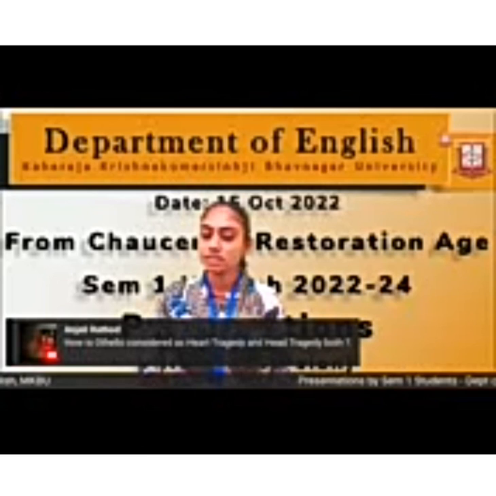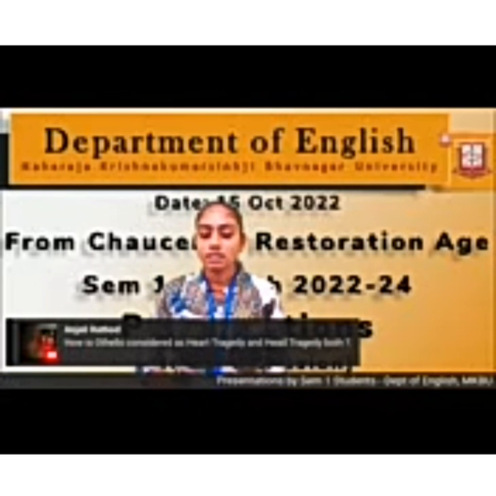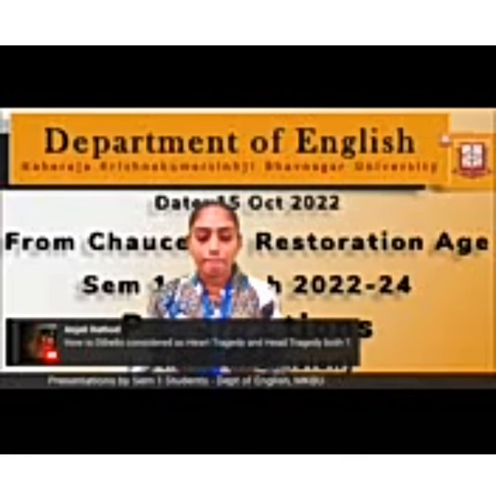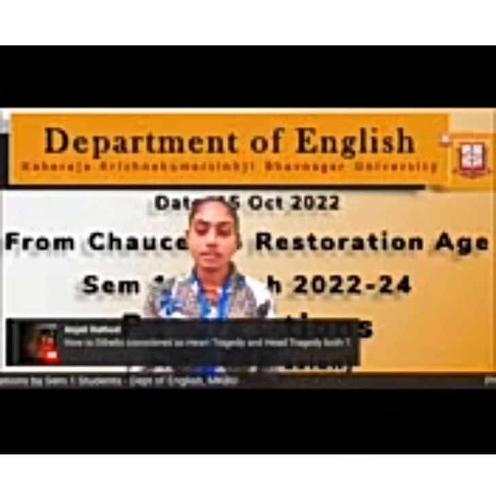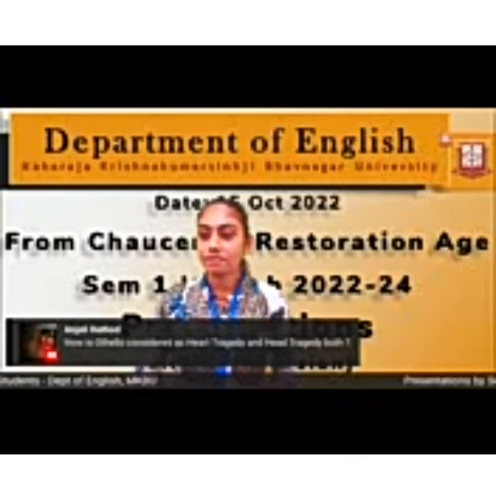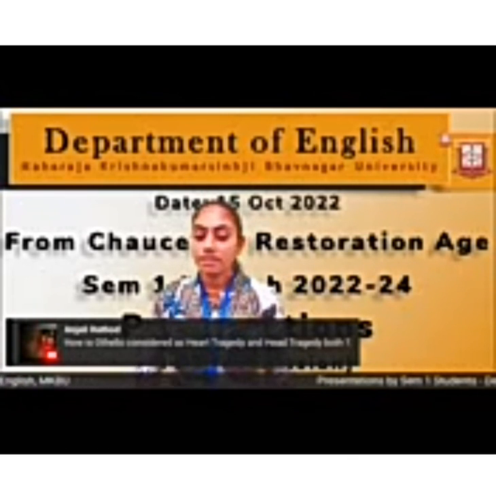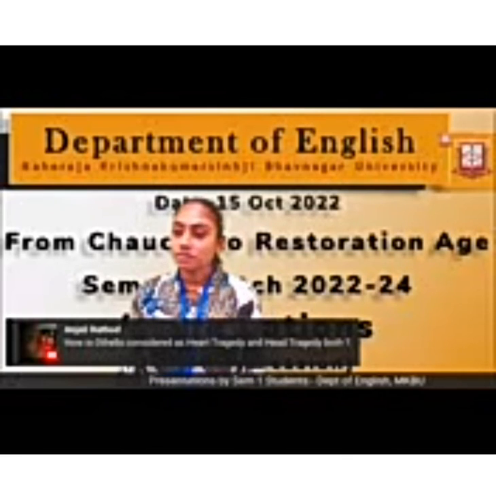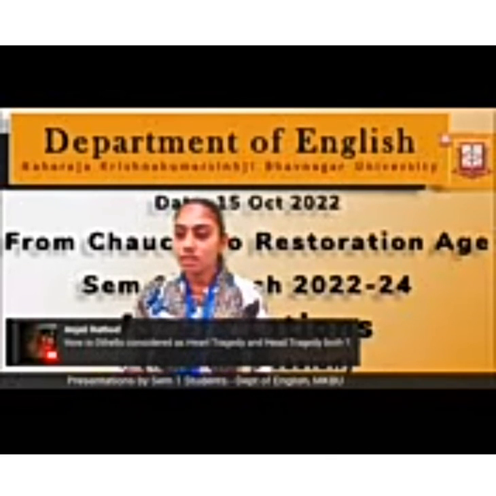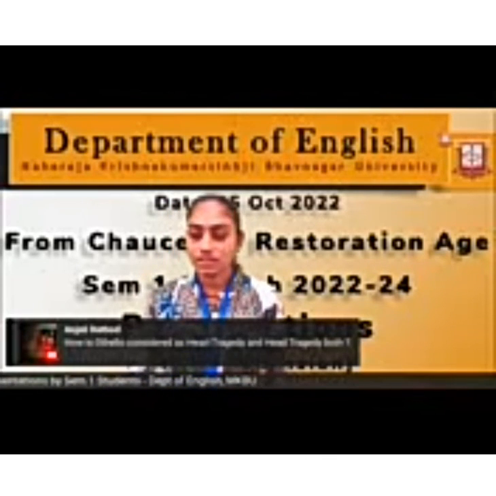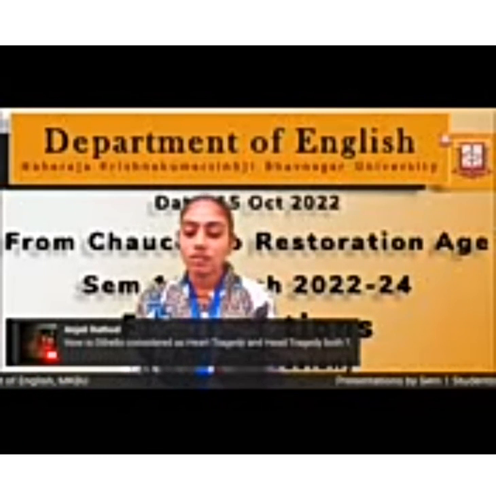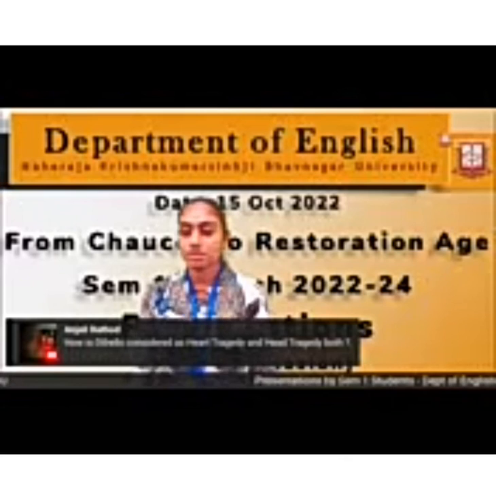And at the end of the tragedy, he kills his wife. At that time he feels jealousy or ego, those types of emotions. That's why we can consider Othello as both types of tragedy.